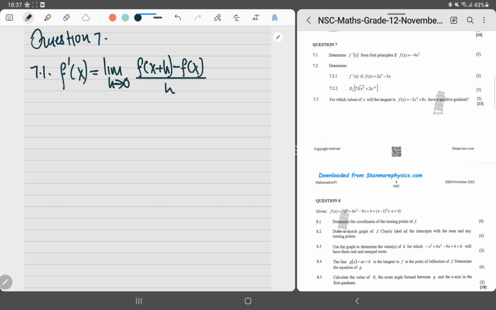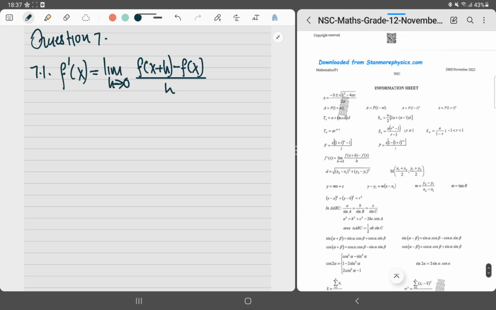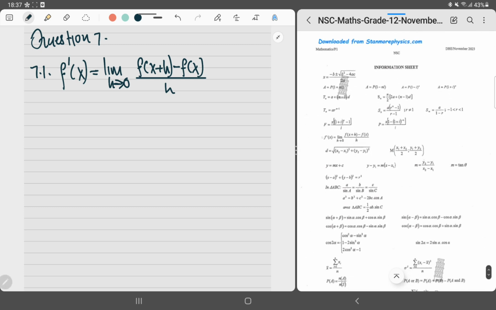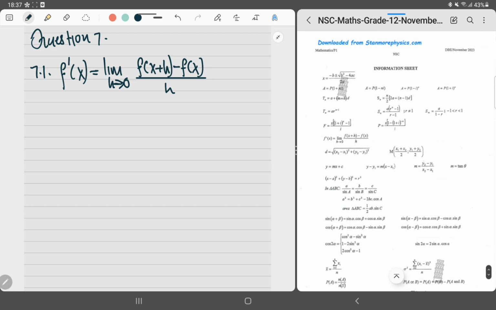This is the formula that we use when we are dealing with first principles. You don't have to memorize this formula, by the way. It will be given. Here it is, right here.